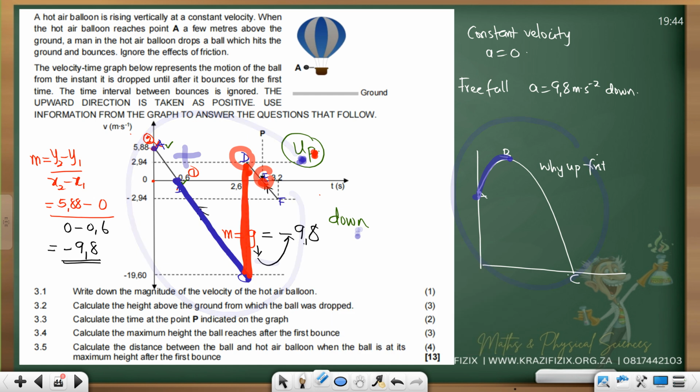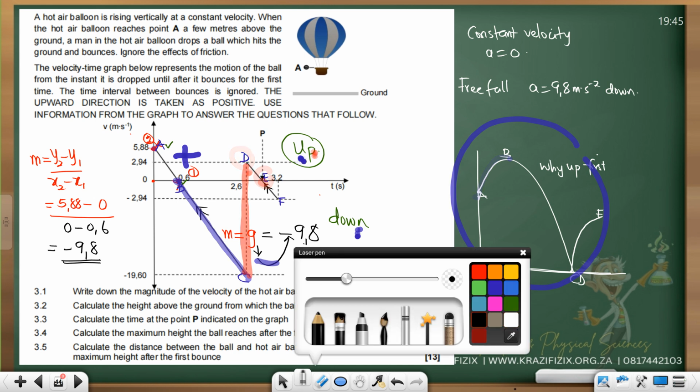So this is C. This will be C, and this will be what? Now what happens? Object goes where? Up. And this is point E. Between E and F, what's happening? It's a negative. Object is going where? Down. Check something again. Do you notice the velocities?